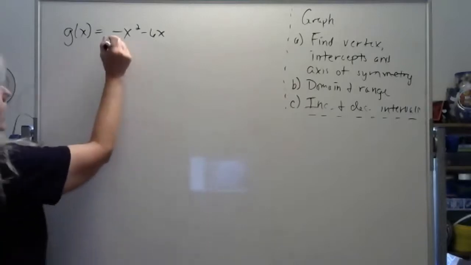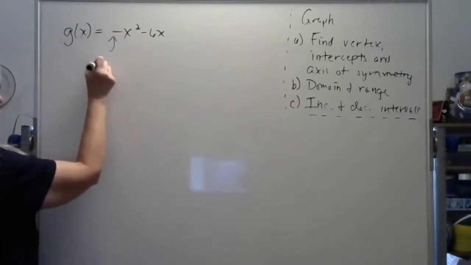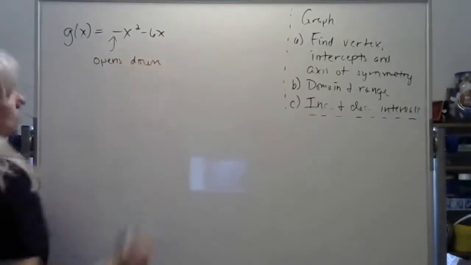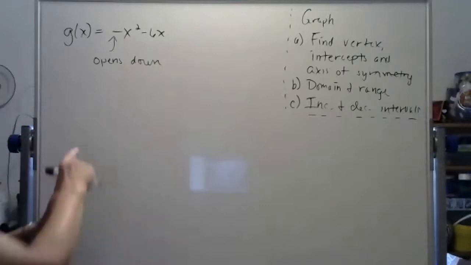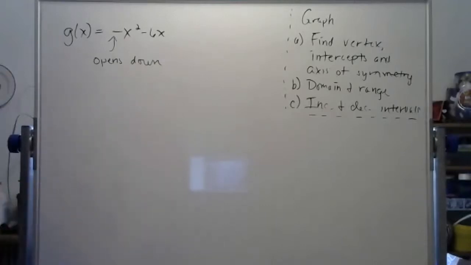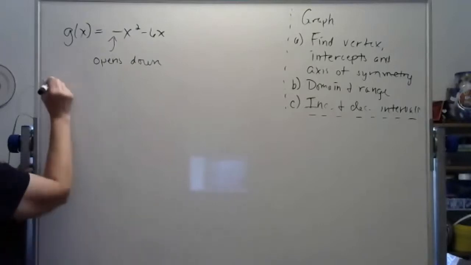What we are going to note right off the bat is that negative out in front. So that tells me that this graph opens down, which is important. So we know that we'll have a maximum when we get there. Okay, let's go find the vertex first.